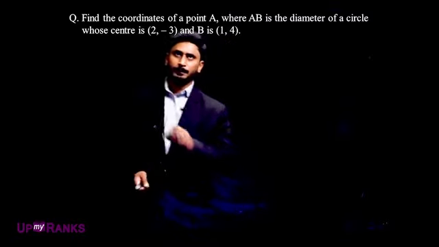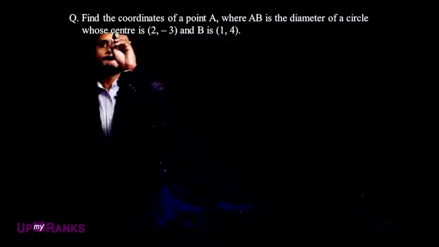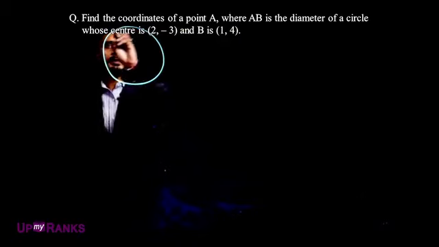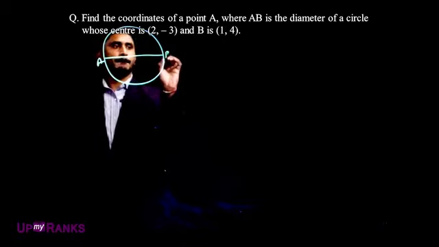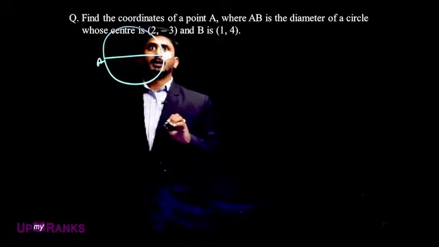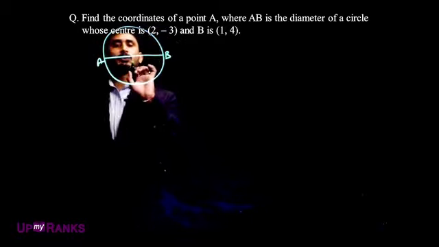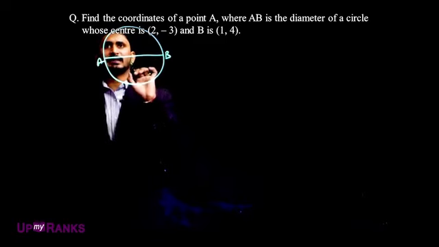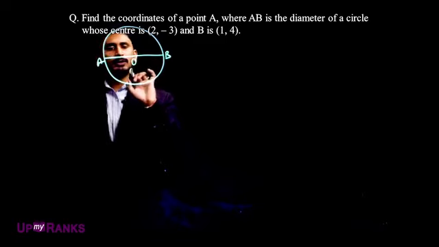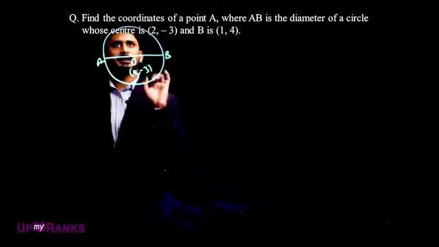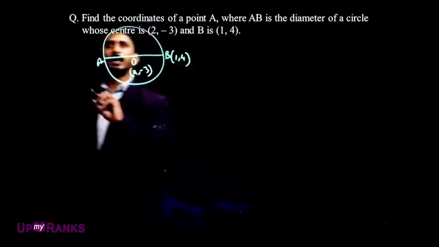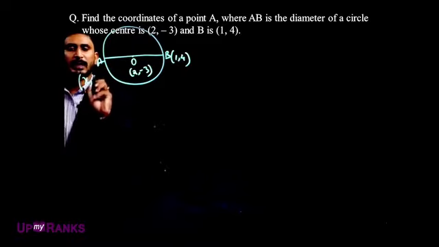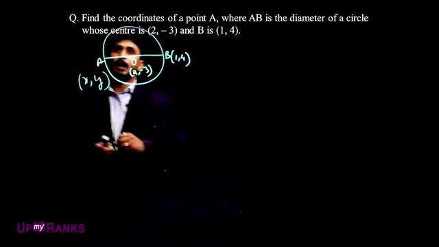There's a circle and its diameter is AB, of a circle whose center is 2 comma minus 3. So there is a center which is given already, 2 comma minus 3, and B is 1 comma 4. So I have to find the point A, which is x comma y. How do I do it?